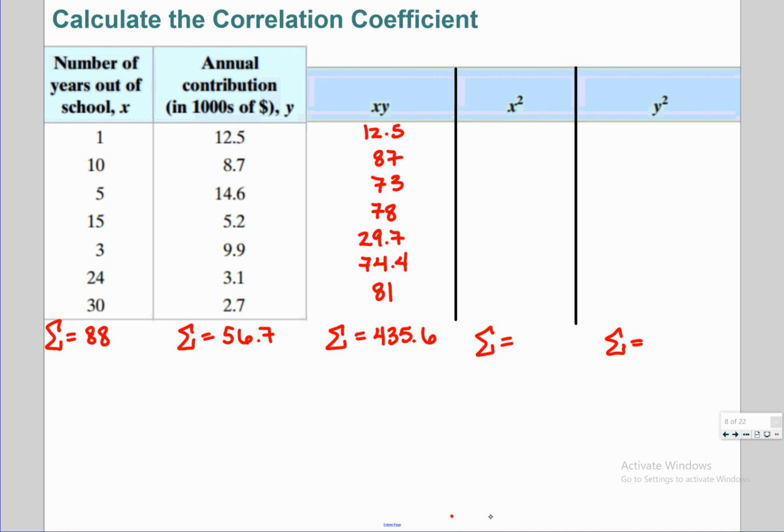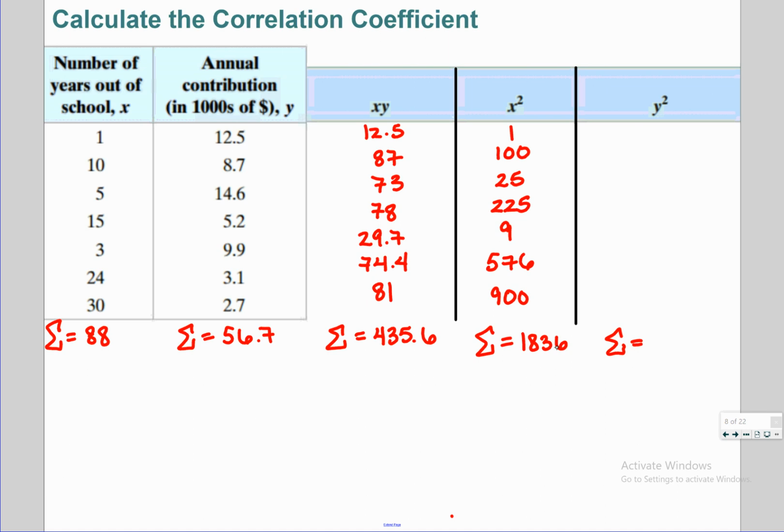Next, we take all of our x's and square them. That's fairly easy, the first few at least anyway. 1, 100, 25, 225, 9, I want to say 576. Yep. And then 30 squared is 900. Add all those up. 1836.